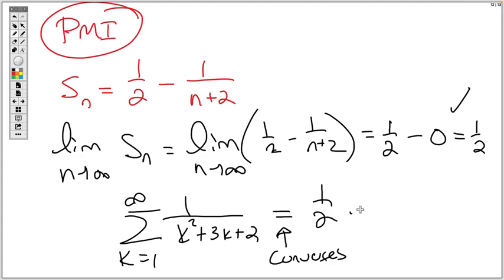So that means as you take successive partial sums, they should be adding up closer and closer to 1/2. And I'll give you a minute to copy stuff down, and we'll fire up Desmos to check that.